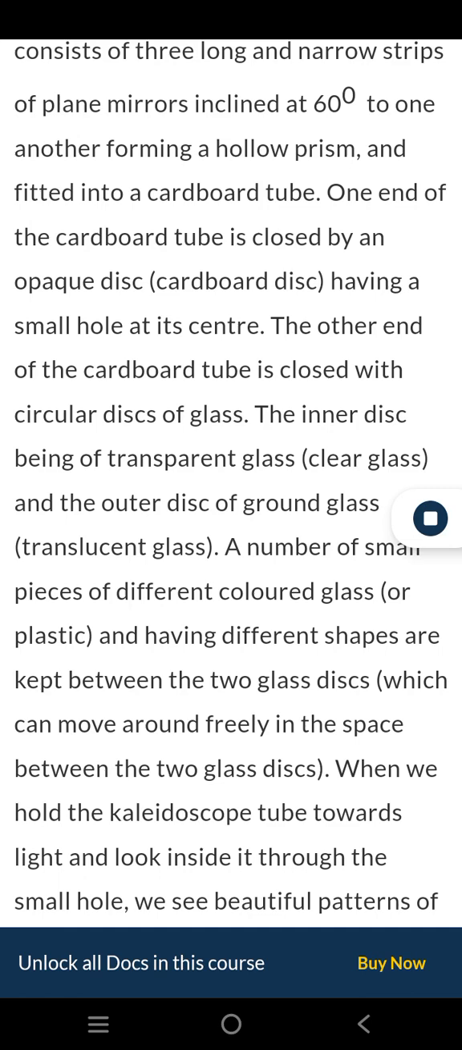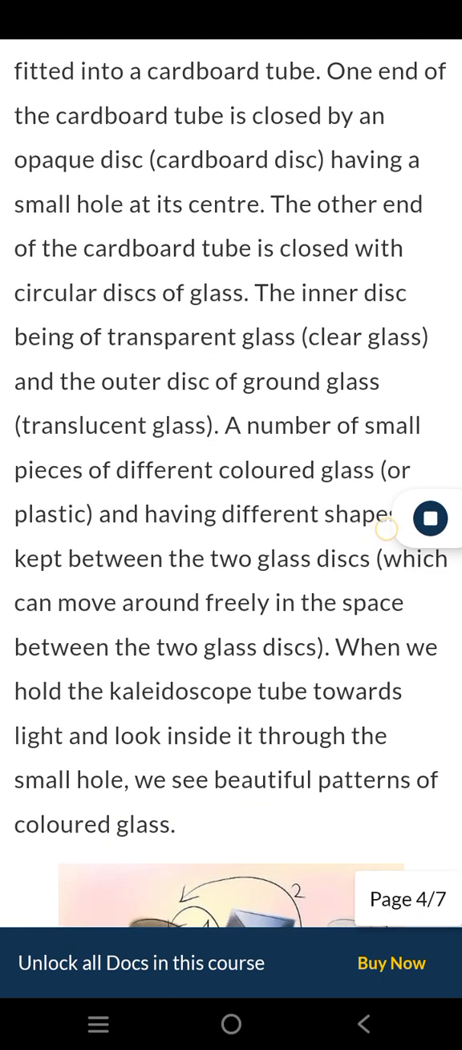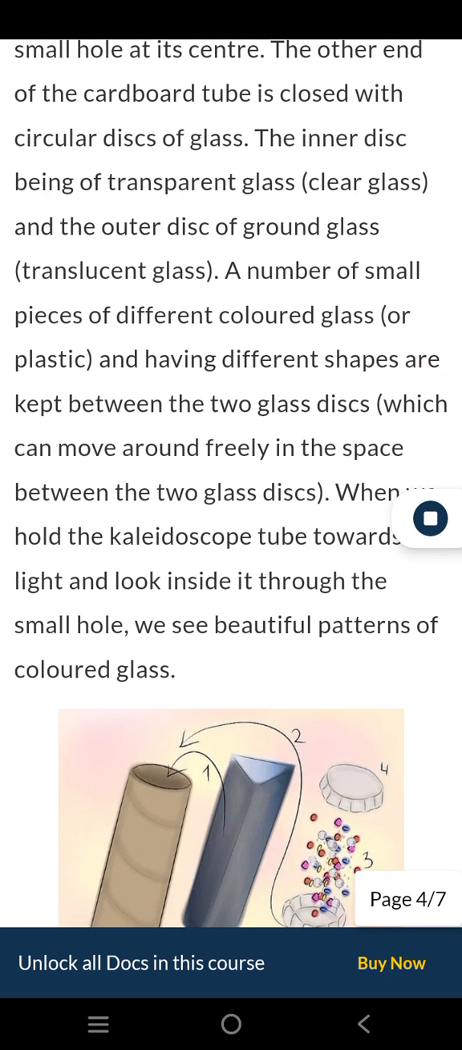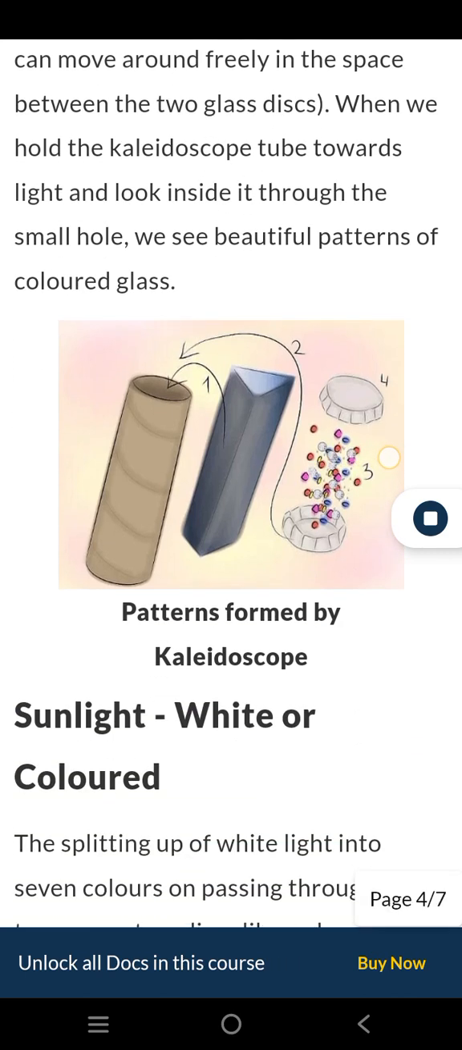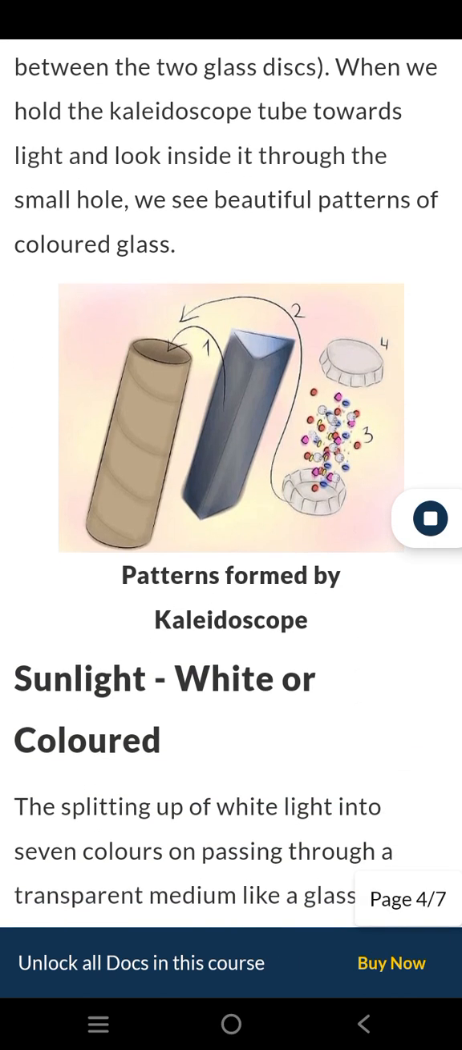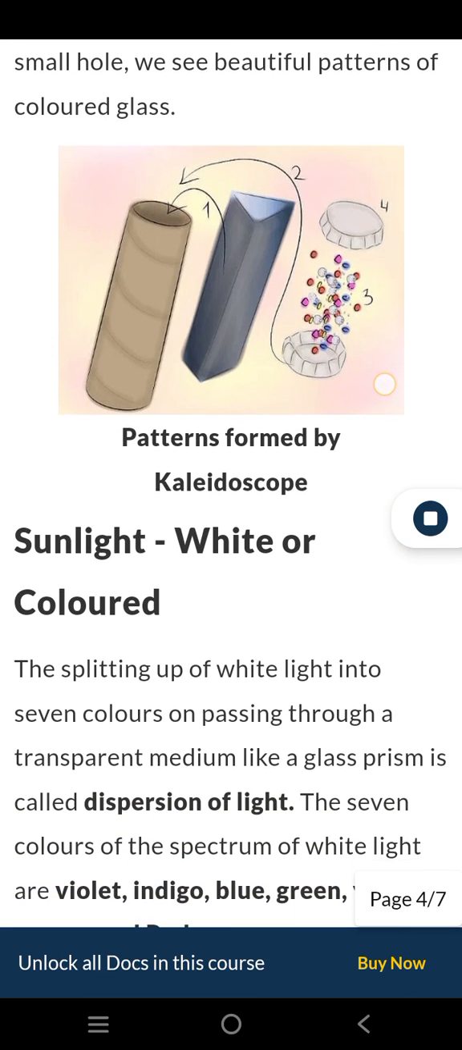One end of the cardboard tube is closed by an opaque cardboard disc, having a small hole at its center. The other end of the cardboard tube is closed with circular discs of glass, the inner disc being of transparent, clear glass, and the outer disc of ground, translucent glass. A number of small pieces of different colored glass or plastic, having different shapes, are kept between the two glass discs, which can move around freely in the space between them.